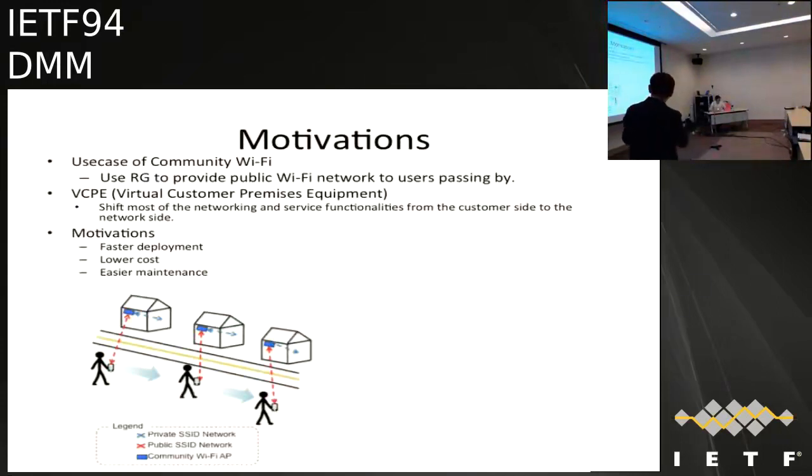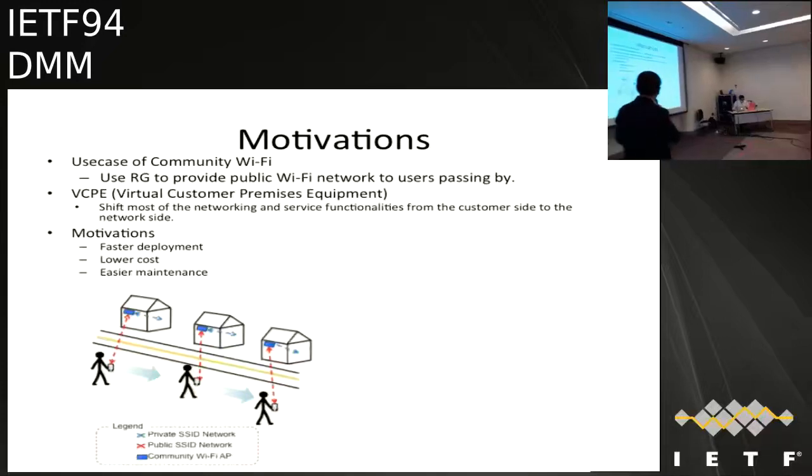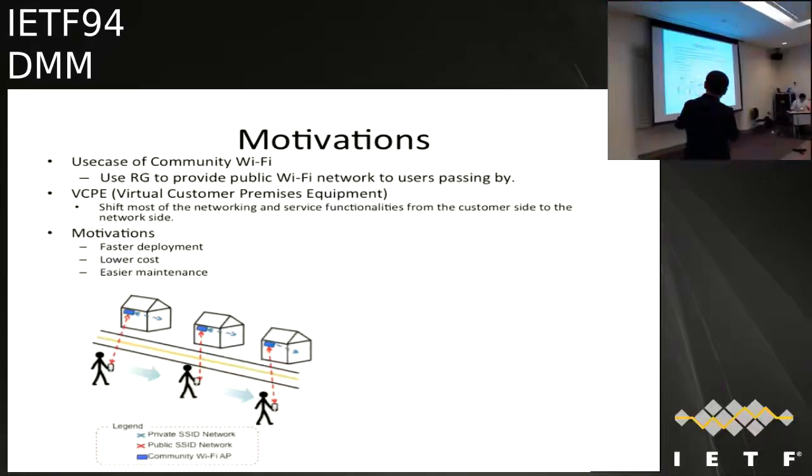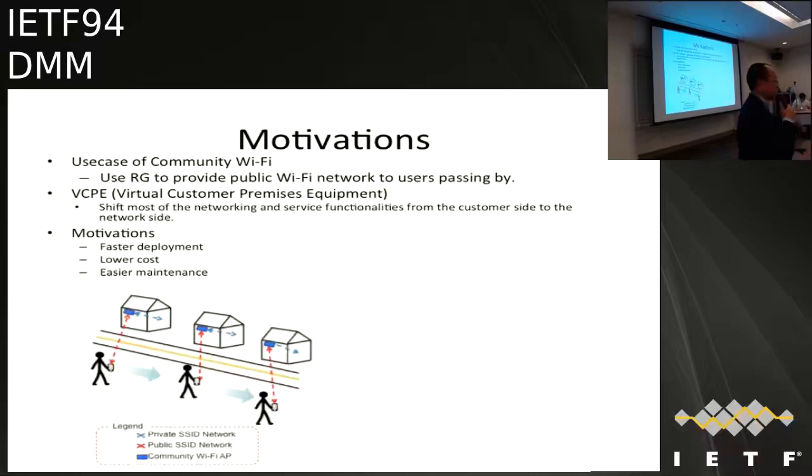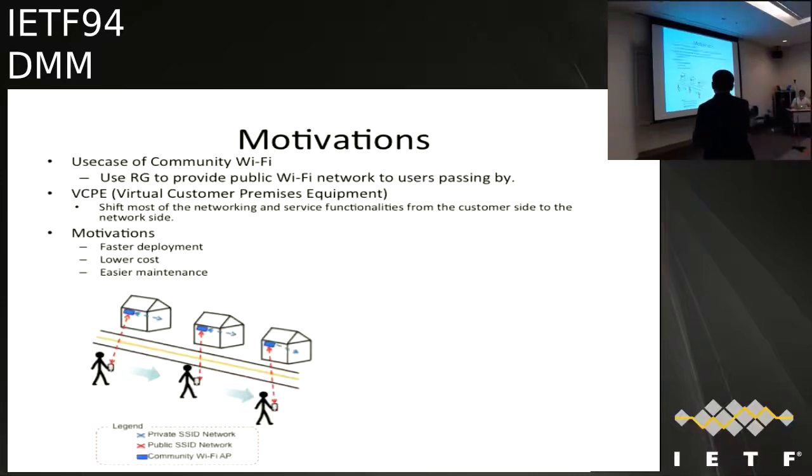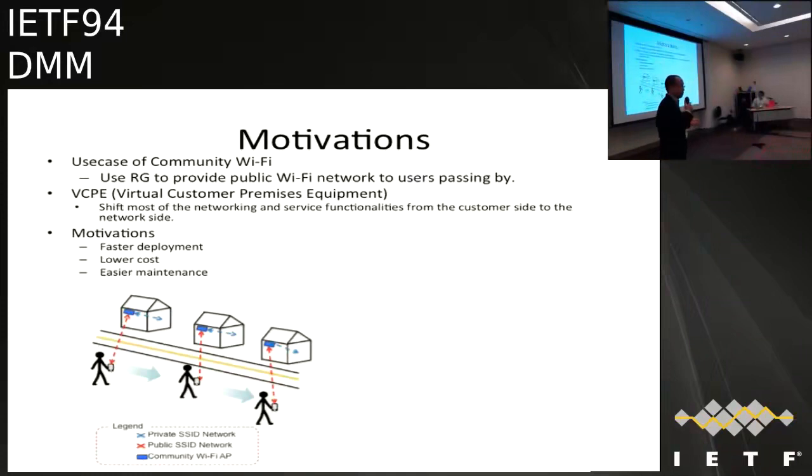updated. The use case is about the community Wi-Fi, and they are targeting virtualizing the CPE to the data center on the network side. The motivation would be quicker deployment, lower cost, and easy IPv6 migration for home networking. So there are many benefits for us to consider driving this direction.